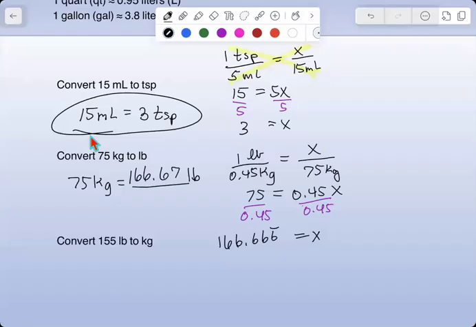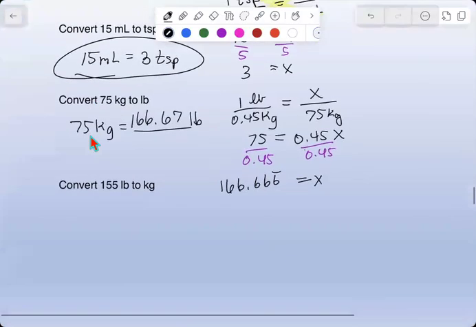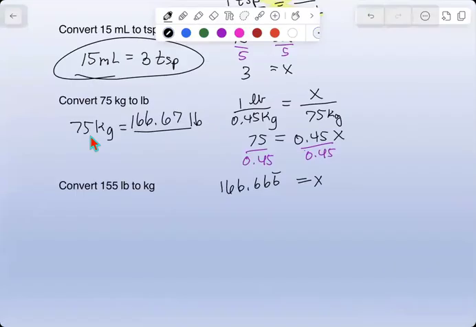But anyway, there is a significant difference. The kilograms will make it appear smaller. So keep that in mind when you get your answer. Look, 75 kilograms seems a lot smaller than 166.67 pounds. So be careful with that. Now let's do the same conversion. We have to use the same conversion fact for this one. So we're still going to write down the same exact fact.